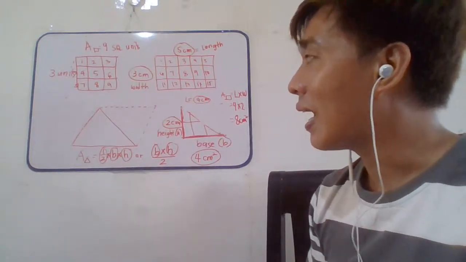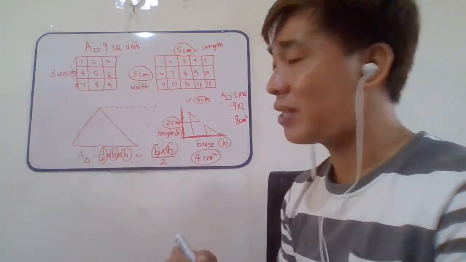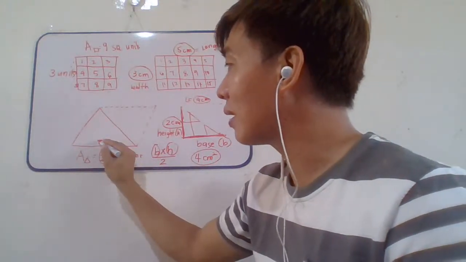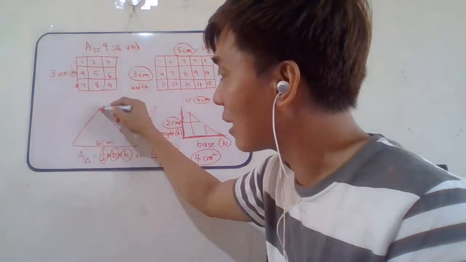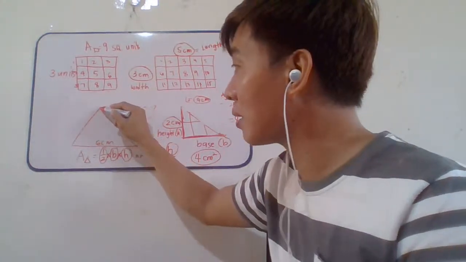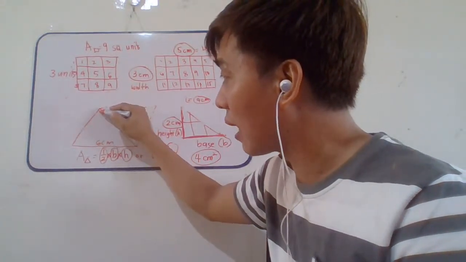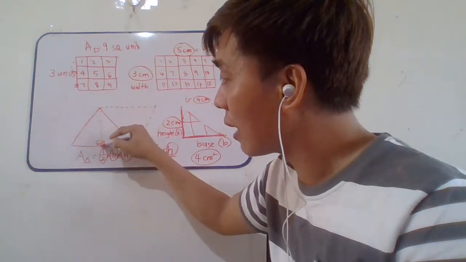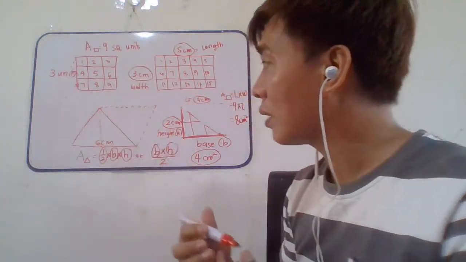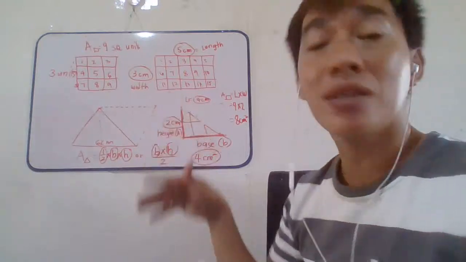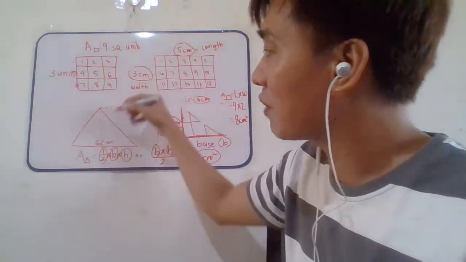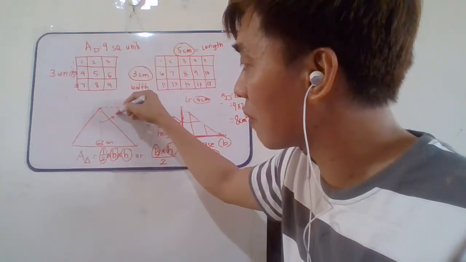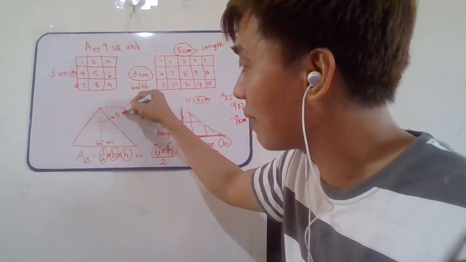So that's it. For example, if we have this triangle and the base here is 6 centimeters, and the height, when we say the height, it goes from the tip down to the base, perpendicular to its base. So for example, let's say the height is 5 centimeters.